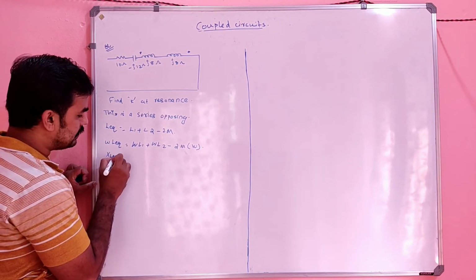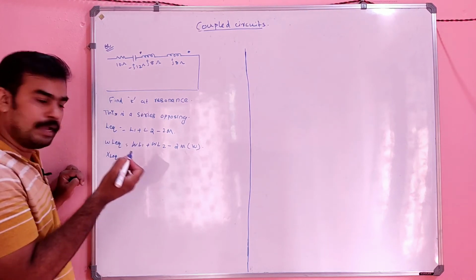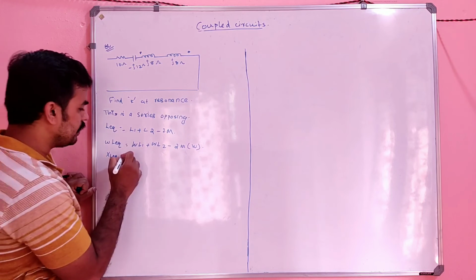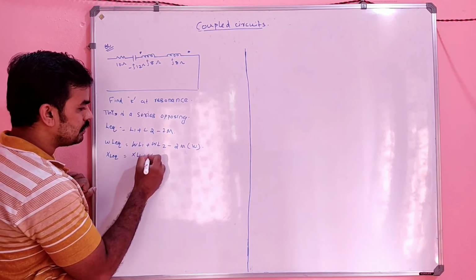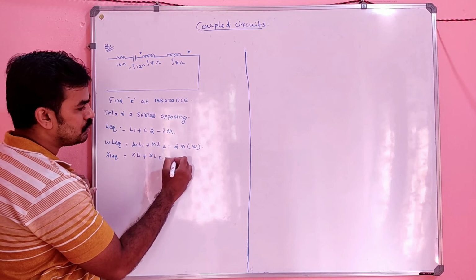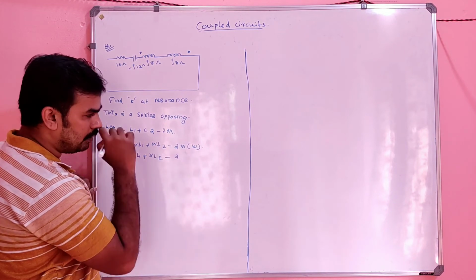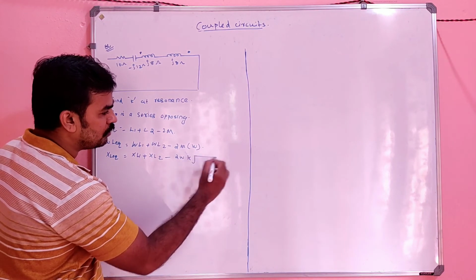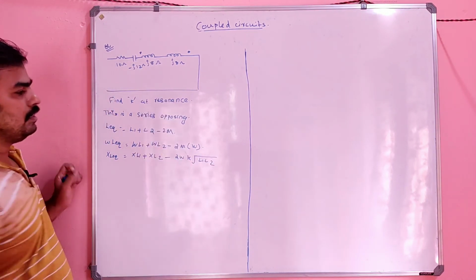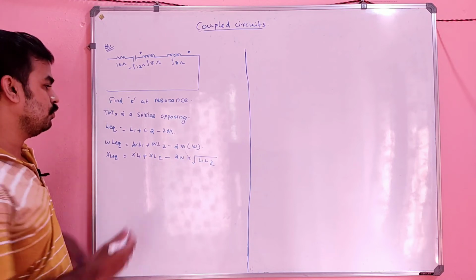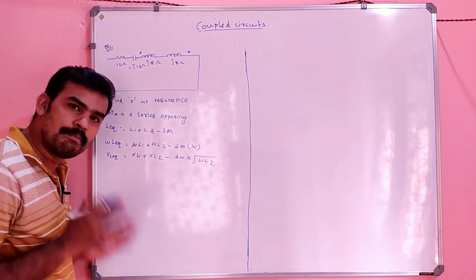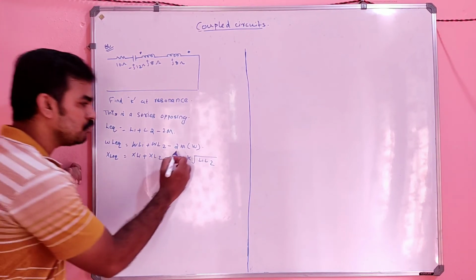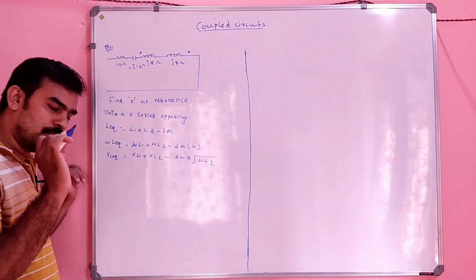Let me represent XL equivalent. Omega into L, what is omega into L? It is XL, right? So XL equivalent equals XL1 plus XL2 minus 2 into M. What is M here? M is nothing but K root of L1 L2, because we need the equation for K. We can apply K only in terms of M, so that the equation contains only K. That's why we replace this M with K root L1 L2. Okay, is there any doubt?